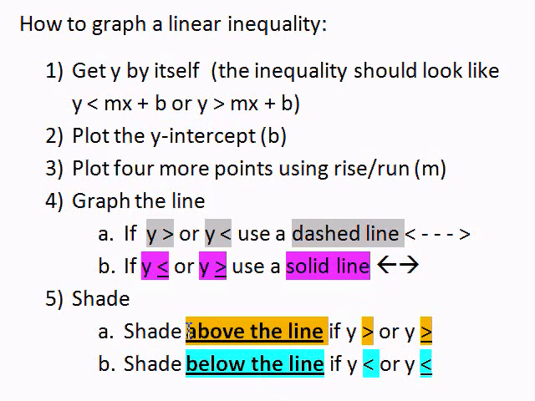Then we're going to shade above the line if y is greater than or equal to, because all of the points above the line if y is greater than or equal to will make the inequality true, and we shade below the line if y is less than or equal to.